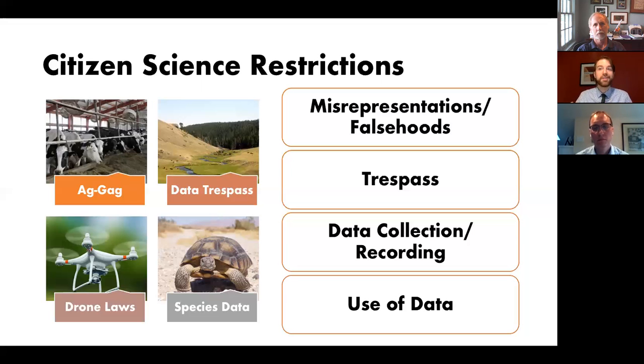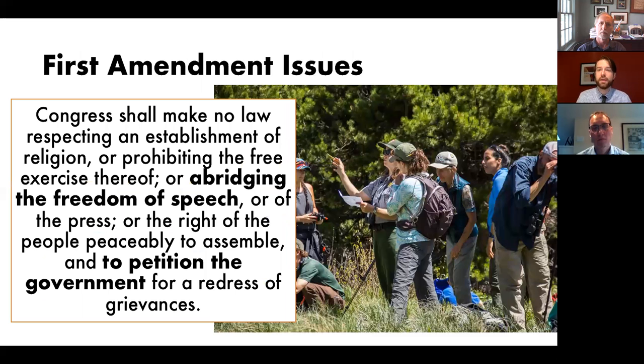Now, there's obviously going to be the pushback to this pushback, and that's going to be First Amendment claims that have been brought by environmental organizations, animal protection groups, and press freedom organizations, challenging these types of restrictions under the First Amendment. So the First Amendment, of course, is going to have some of our most important constitutional freedoms. As Shaun mentioned, the freedom of speech is going to be the most important one in the citizen science context.